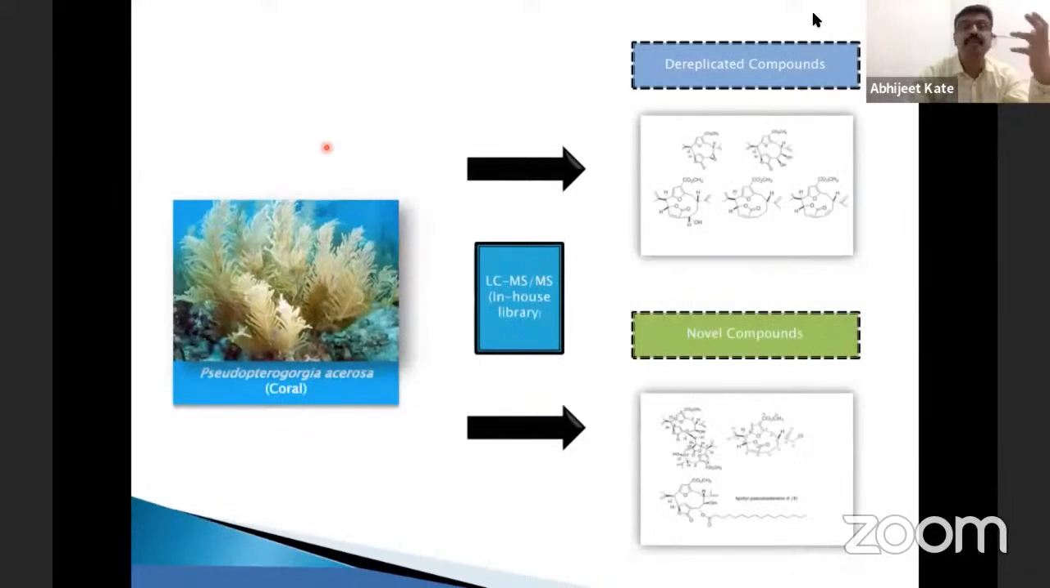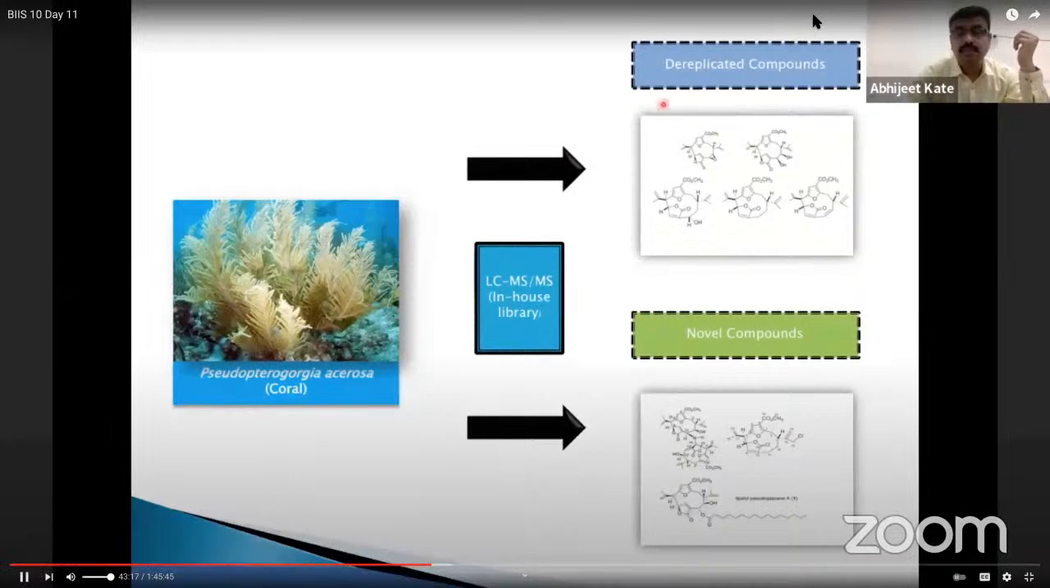To give a brief idea of the different strategies we used: when I was doing my PhD, we used an LC-MS strategy, where I created a library in-house using an ion trap instrument, creating fragmentation data for those particular molecules. Based on this strategy, we replicated several compounds and also isolated several compounds, published in the Journal of Natural Products, which is one of the well-known journals in this area.